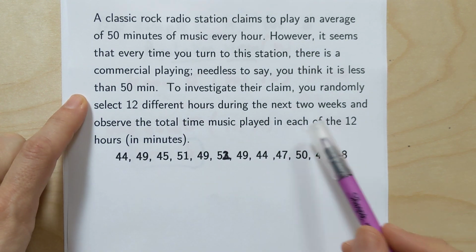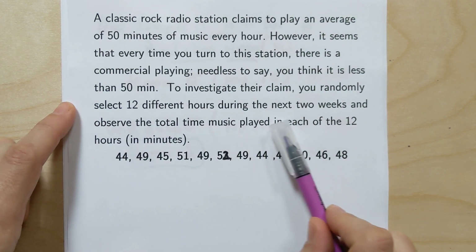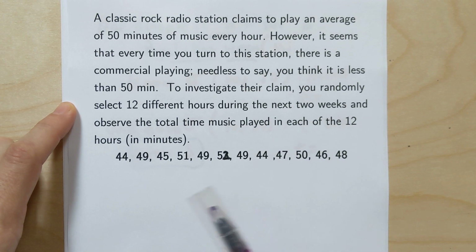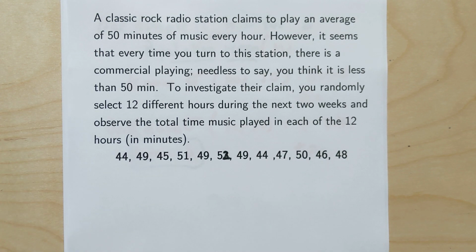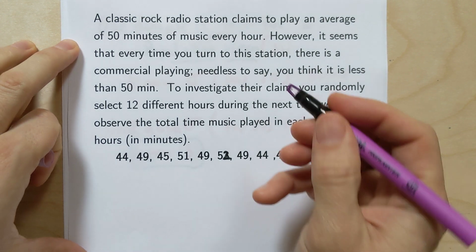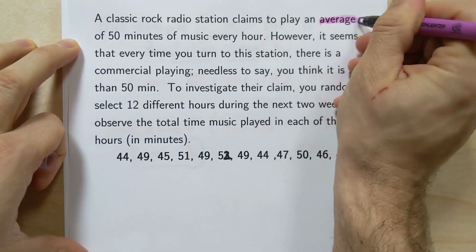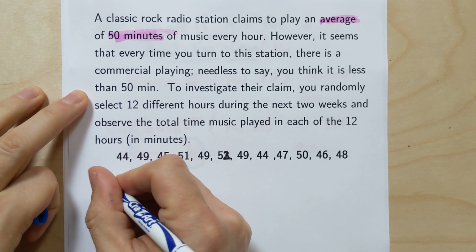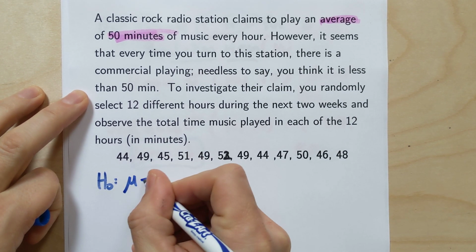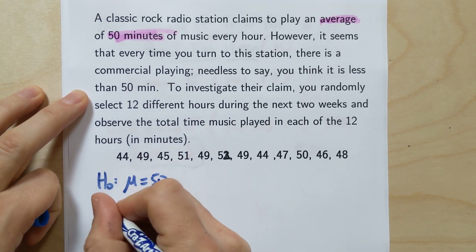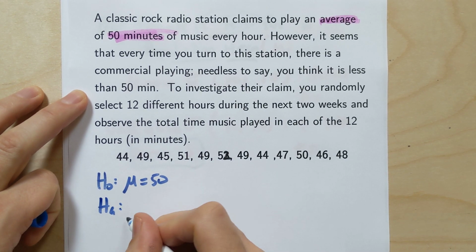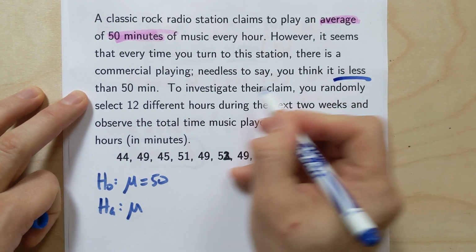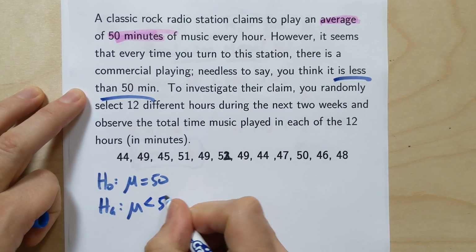To investigate their claim, you randomly select 12 different hours during the next 2 weeks and observe the total time played in each of the 12 hours in minutes. And so the key idea here is they make this claim that on average you get 50 minutes of music, right? And so if we start to set up our test, our null hypothesis will be that mu equals 50 minutes. And the alternative hypothesis will be that mu is what? We kind of think it is less than 50 minutes, so we'll do less than 50 minutes.